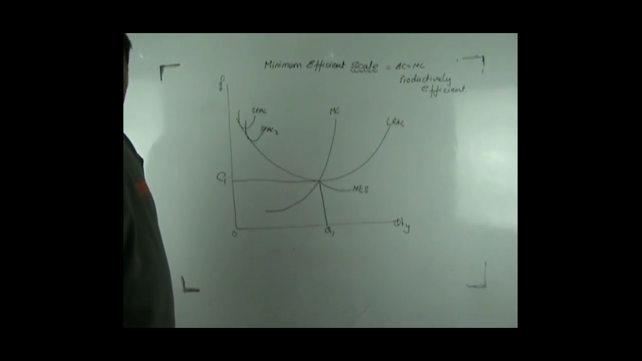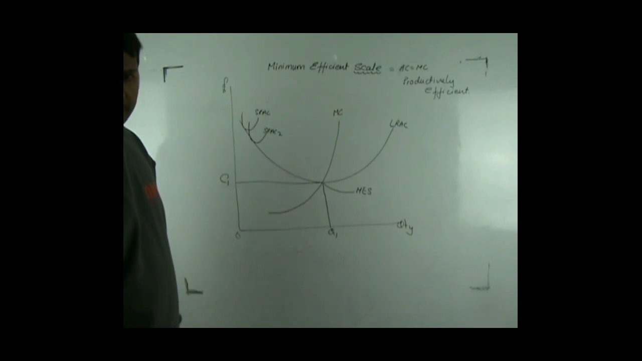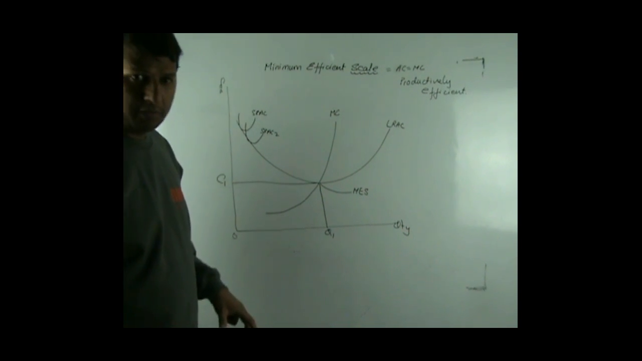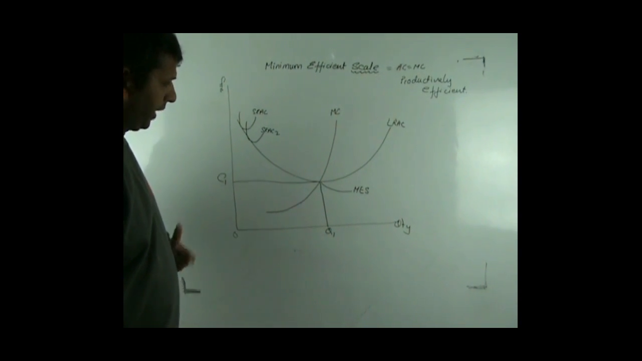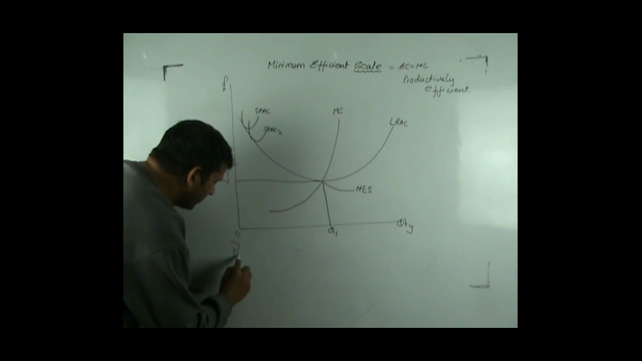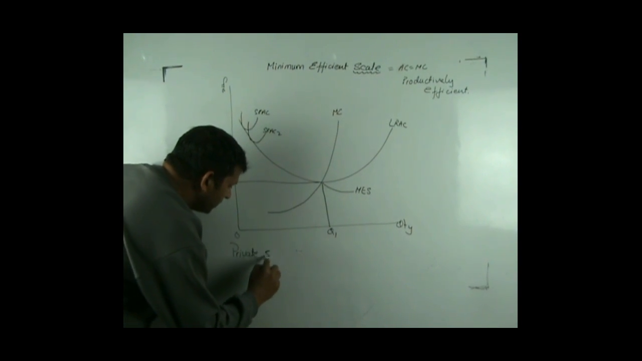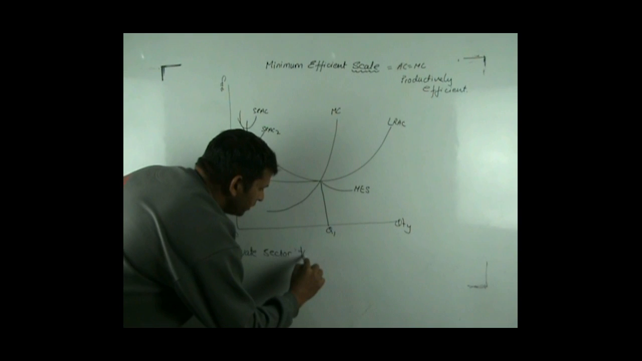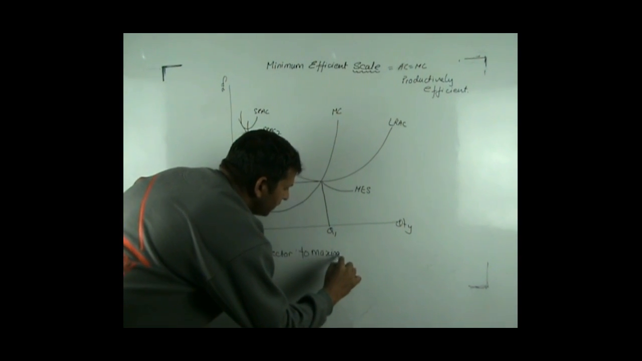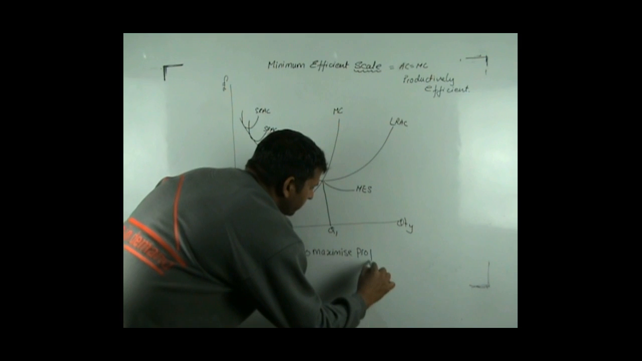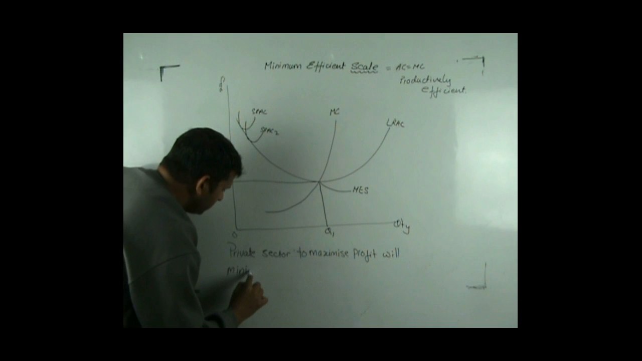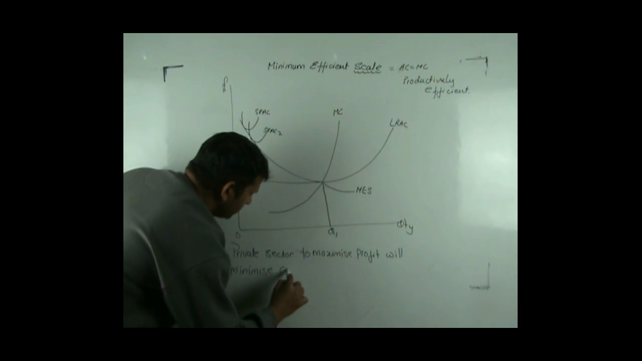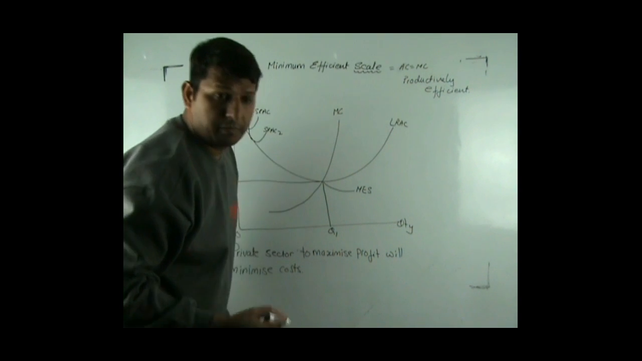We normally see this in the private sector. Why? Because the private sector is profit driven. To maximize your profit, you will minimize your costs and maximize your revenue. So the private sector, to maximize profit, will minimize costs, or in this case, average cost per unit.